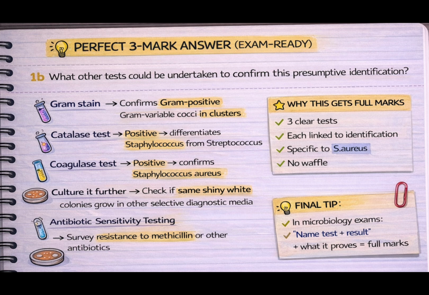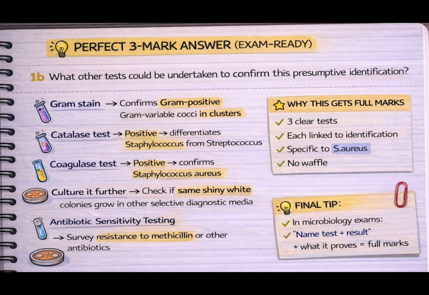Next, catalase test. The catalase test would be positive. This is important because it helps us differentiate Staphylococcus from Streptococcus, which is catalase negative. Most important, coagulase test, the coagulase test would be positive. This is the key confirmatory test because it specifically identifies Staphylococcus aureus from other Staphylococcus species.